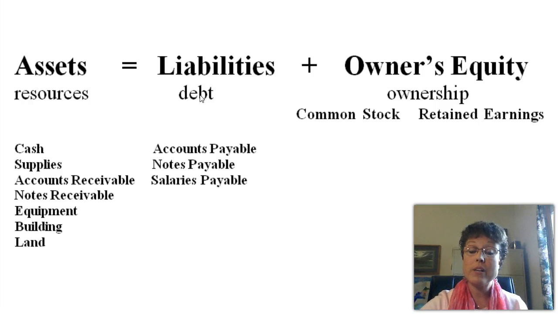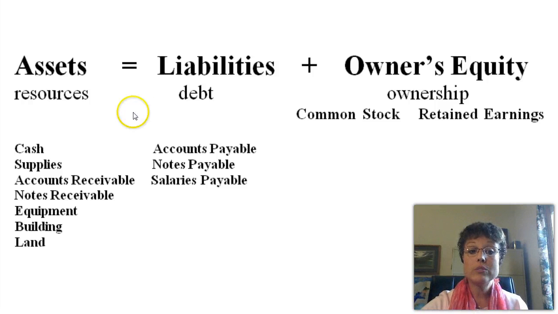Perform services but our customer still owes us? Well, that would increase our asset accounts receivable, since we'll be receiving more money in the future. And performing services means we've earned revenue, which is going to increase our retained earnings, a part of owner's equity.